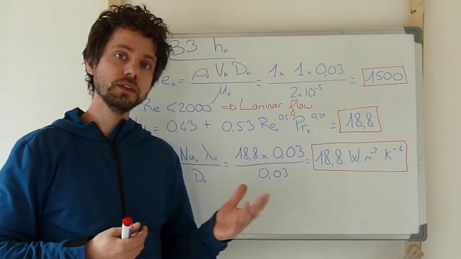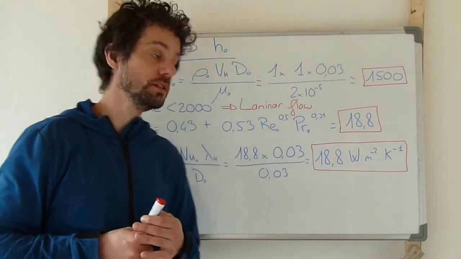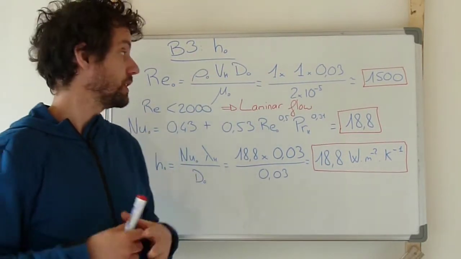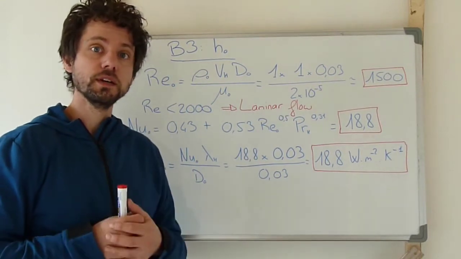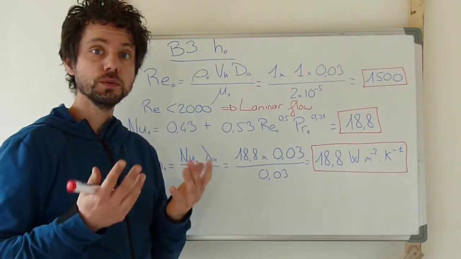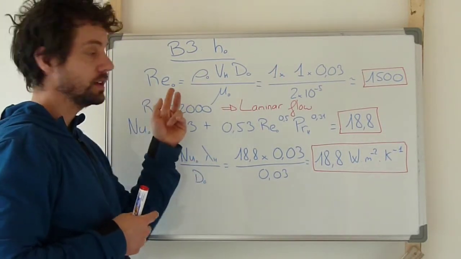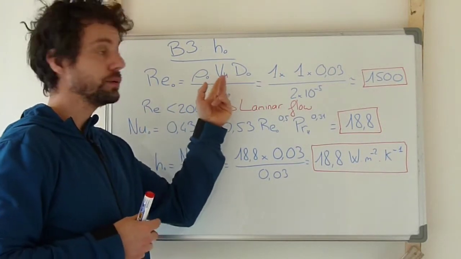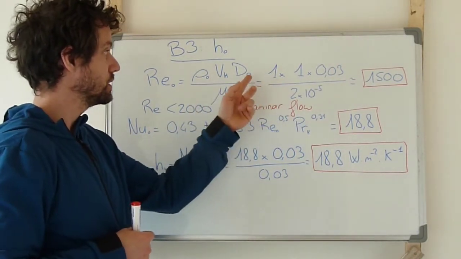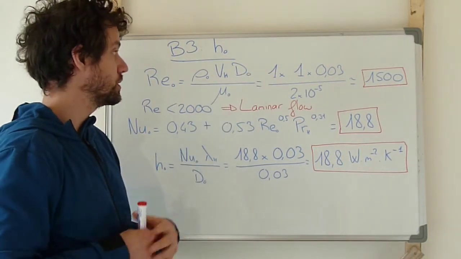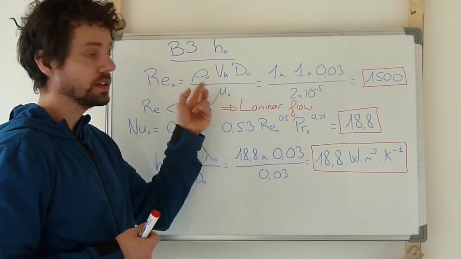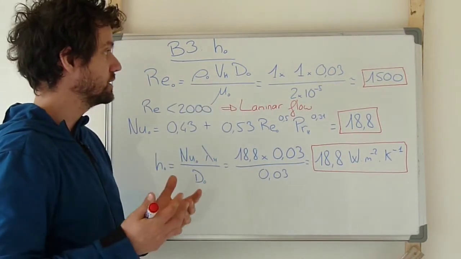Now for the outer convective heat transfer coefficient, h_o, we use the same method as before. First we need to calculate the outer Reynolds number in order to know which kind of regime we have. This time it's easier because we already know the velocity of the hot fluid, and so the hydraulic diameter corresponds to the outer diameter of the pipe, and those properties are given in the exercise sheet.